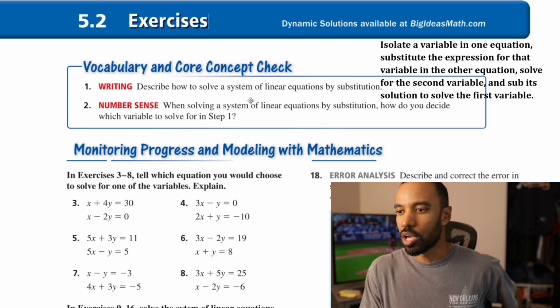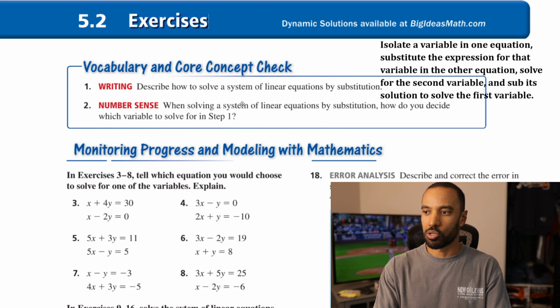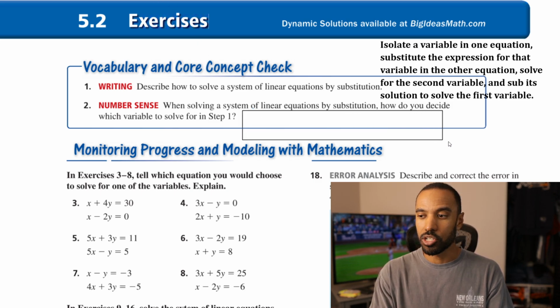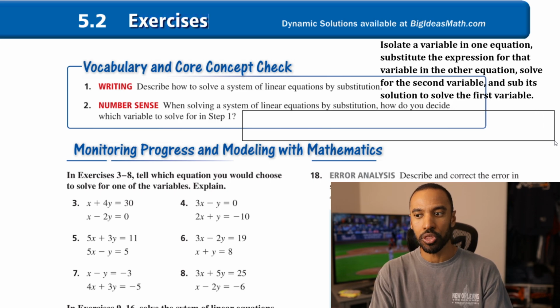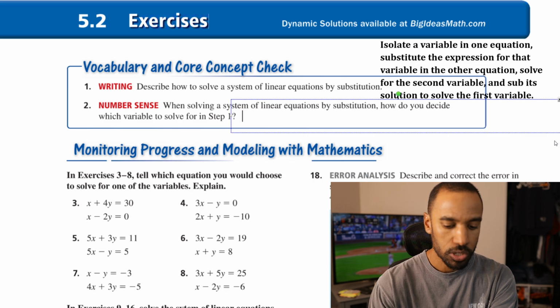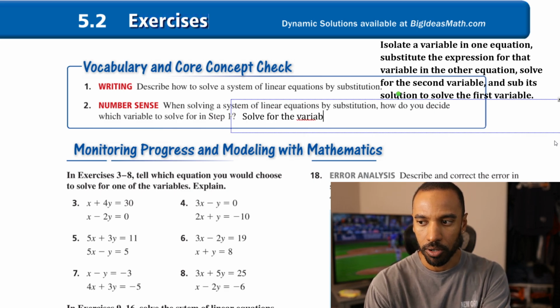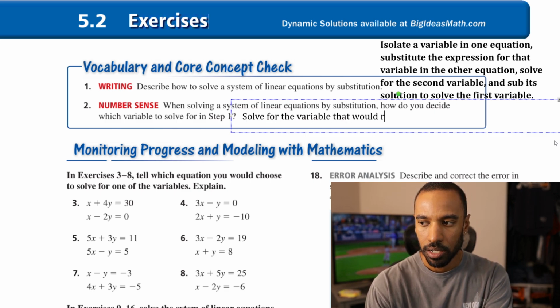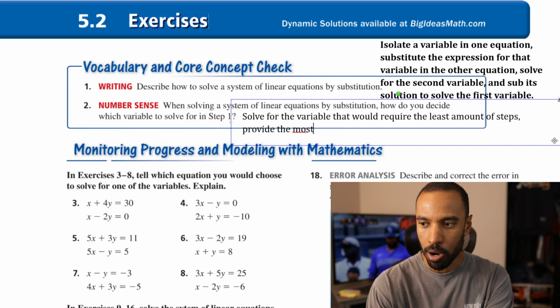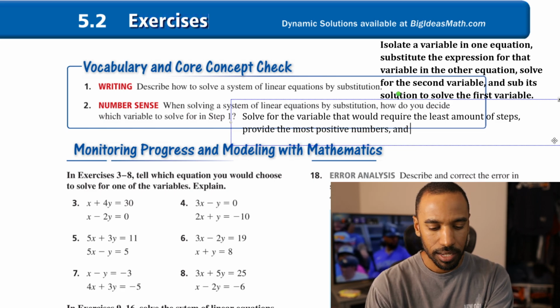Number 2, when solving a system of linear equations by substitution, how do you decide which variable to solve for in step 1? So they're talking strategy here as well. They didn't mouth all the strategic things before, but for me, I'm going to solve for the variable that would require the least amount of steps, provide the most positive numbers, and have the least amount of fractions.